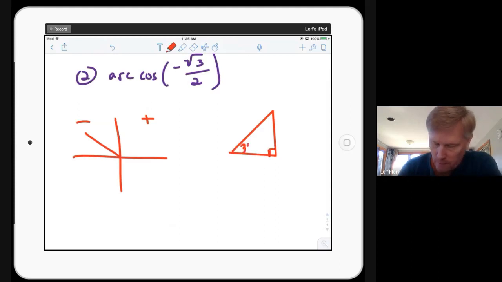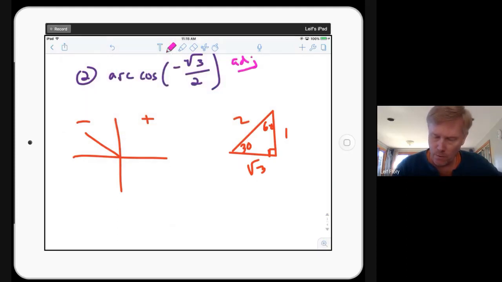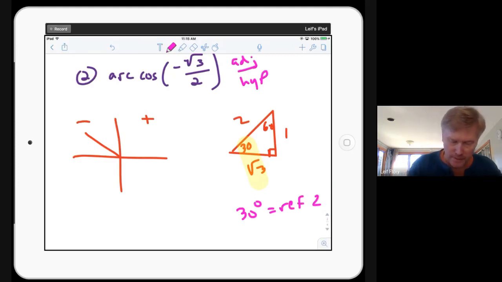And we'll say this is the 30 degrees, this is the 60, and this goes 1, 2, square root of 3. So my reference angle, cosine, is the adjacent over the hypotenuse. So which one is adjacent to the square root of 3? Which angle to the square root of 3 adjacent would be the 30. So that's 30 degrees is my reference angle, which means this is 30 degrees, which means that's going to be my answer, the distance from the x-axis to there.